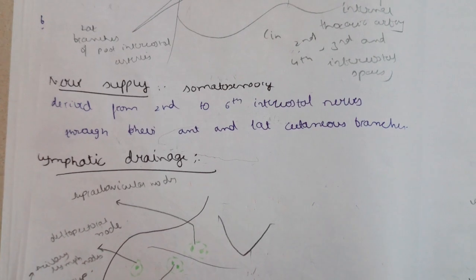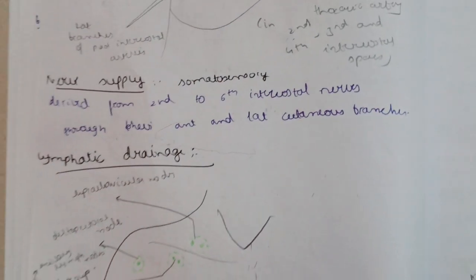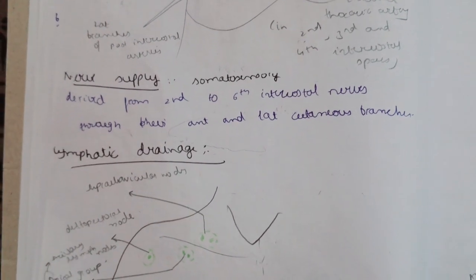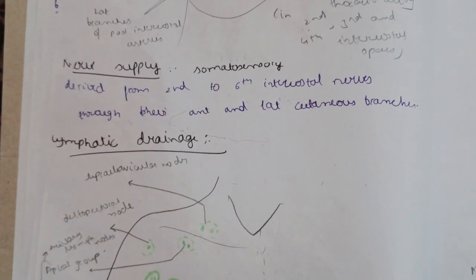Nerve supply is mainly somatosensory. It is derived from the 2nd to 6th intercostal nerves through their anterior and lateral cutaneous branches.